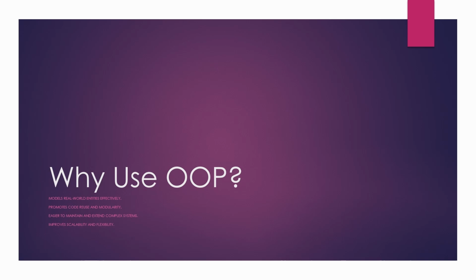So, why should we use OOP? First, it allows us to model real-world entities like cars, animals, and buildings in a way that is easy to understand. OOP also promotes code reuse, modularity, and scalability. When your code is structured properly, it becomes easier to maintain and extend over time, making it a great choice for large and complex systems.